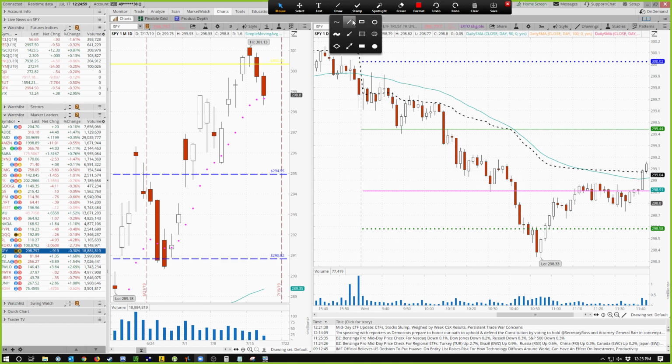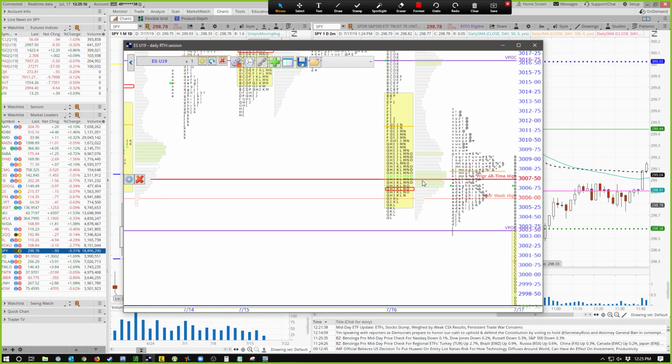All right. And I believe at the time, the 9 EMA moves in real time, but I believe at the time the 9 EMA was sitting right about here, if I'm not mistaken. So with that in mind, when we got this crack after I added to my position, I was watching very closely the market profile.